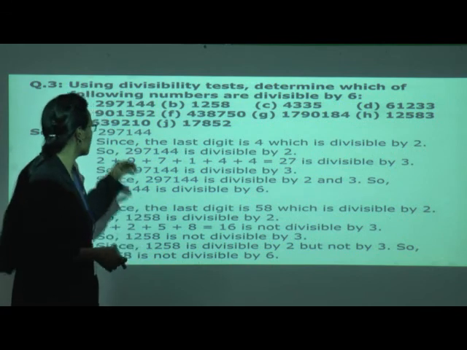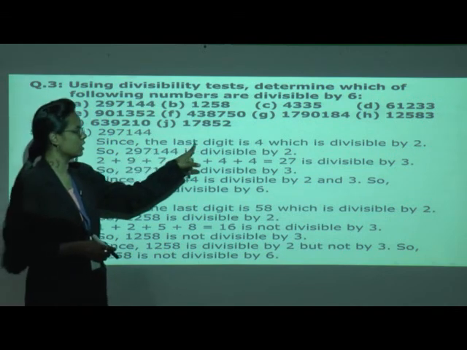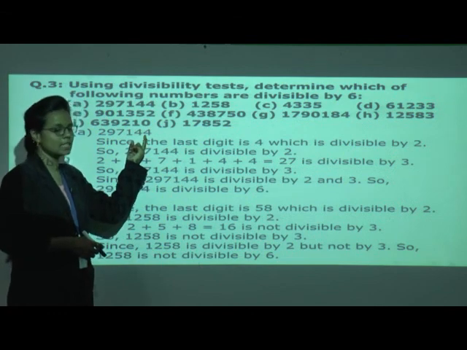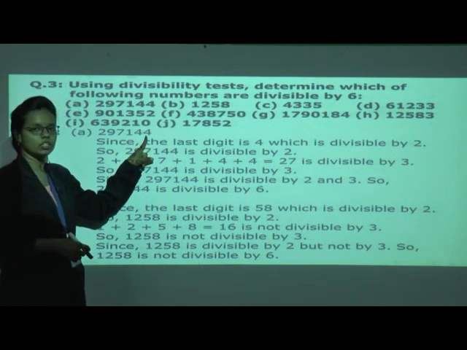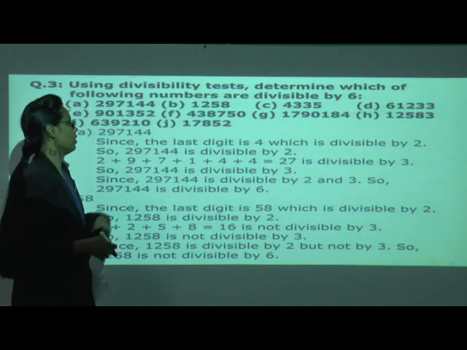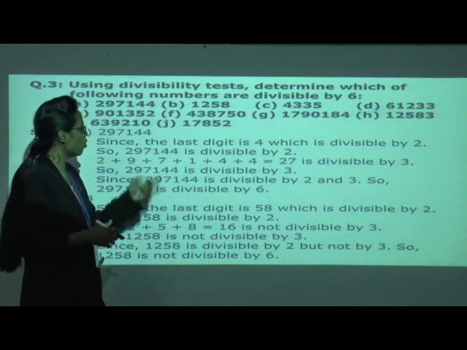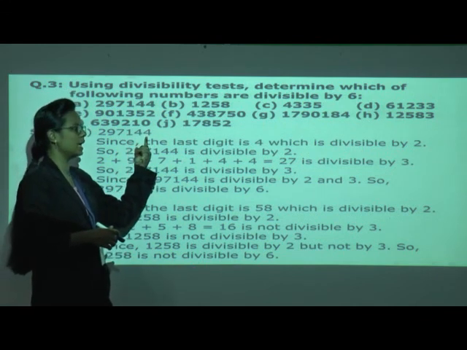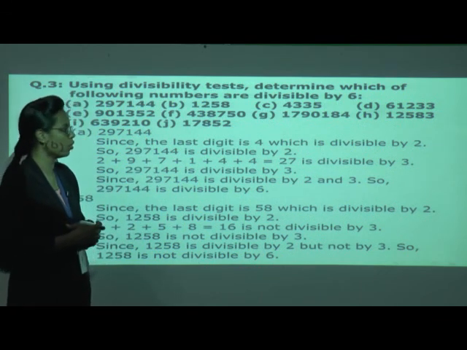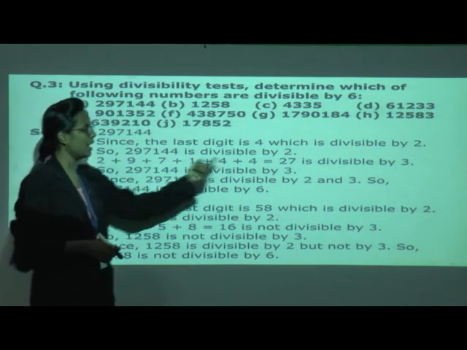So let us see. We have a 6-digit number. Since the last digit is 4, it means in its ones place we have the digit 4, so it is divisible by 2. According to the divisibility rule for 2, if we have digits like 0, 2, 4, 6, 8 in its ones place, then the number is divisible by 2.